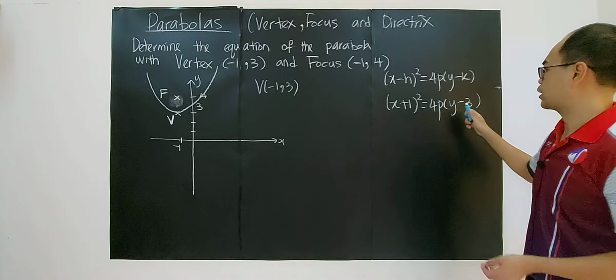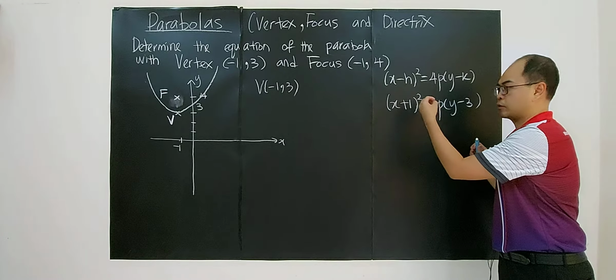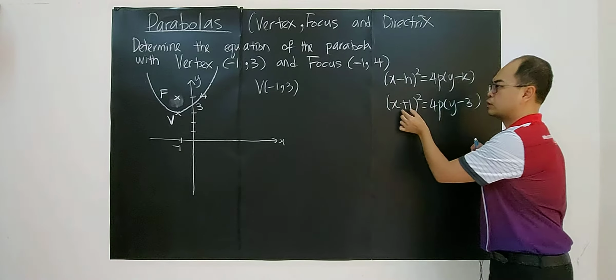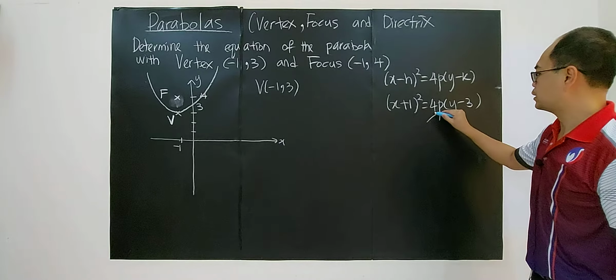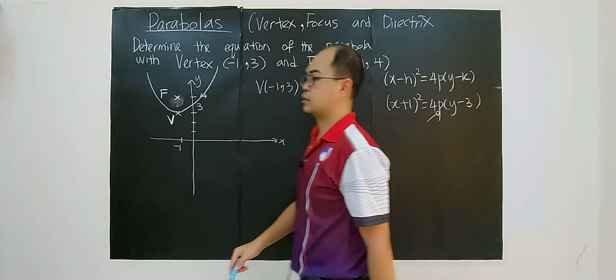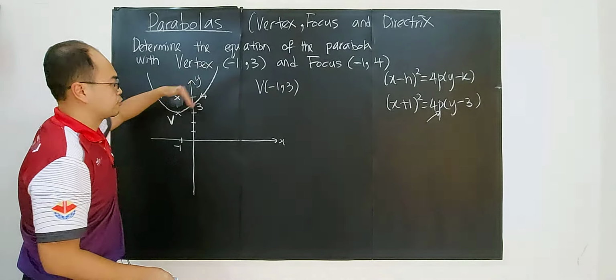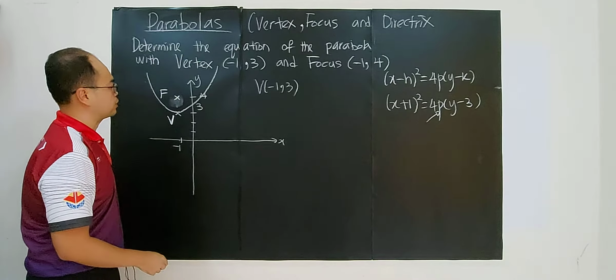So (x plus 1) squared, if you get the vertex from here, is positive 1, negative 3. So how do we find the value of p here? Very simple. Look at this. This is open upwards, so definitely the value of p is positive.